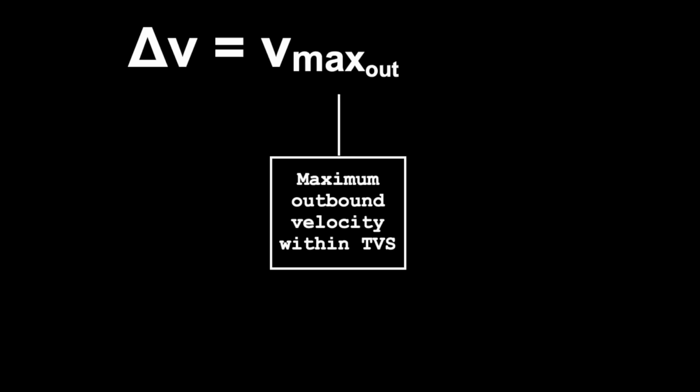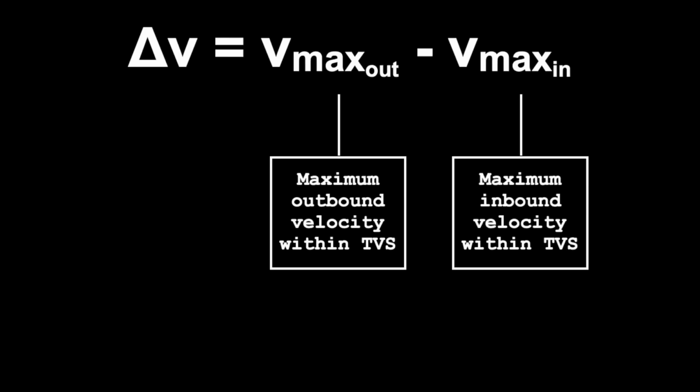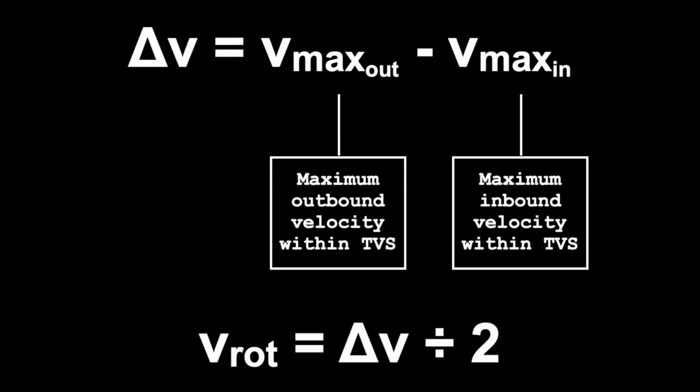The intensity of a TVS is calculated by finding a variable called delta V, which is the difference between the maximum outbound pixel and the maximum inbound pixel within the vortex signature. Delta V does not correlate directly to tornado intensity. Instead, rotational velocity, or VROT, is a much better estimator of tornado intensity from radar data. VROT is simply half of delta V.